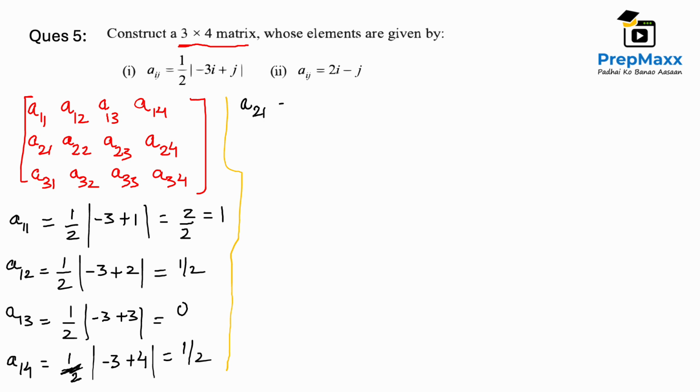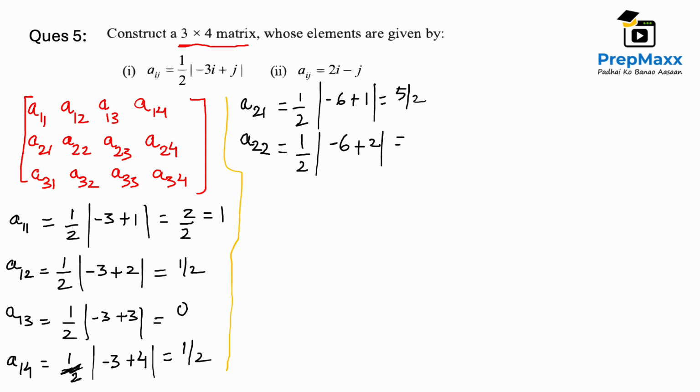So A21 is going to be, so here i is 2 and j is 1, so half of mod of negative 6 plus 1, which is going to be mod of negative 5, which is just 5 over 2. Then A22, i is 2 and j is also 2, so 1 half mod of negative 6 plus 2, which is 4 by 2 or just 2.